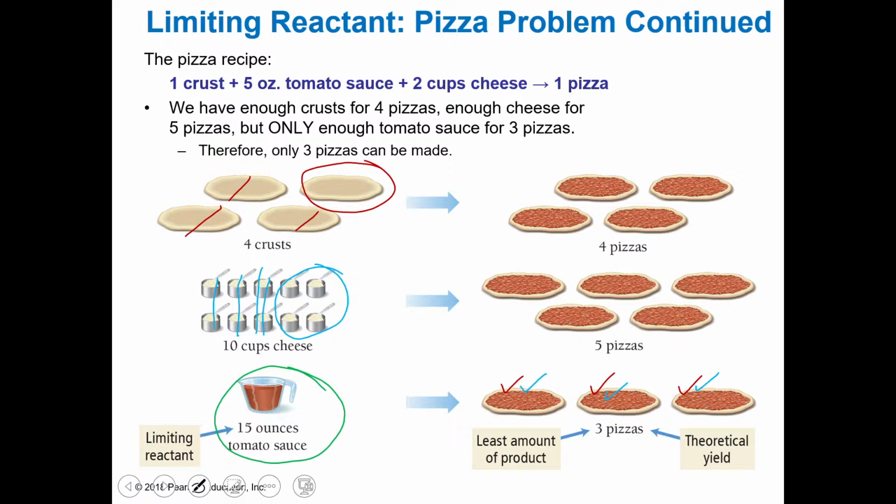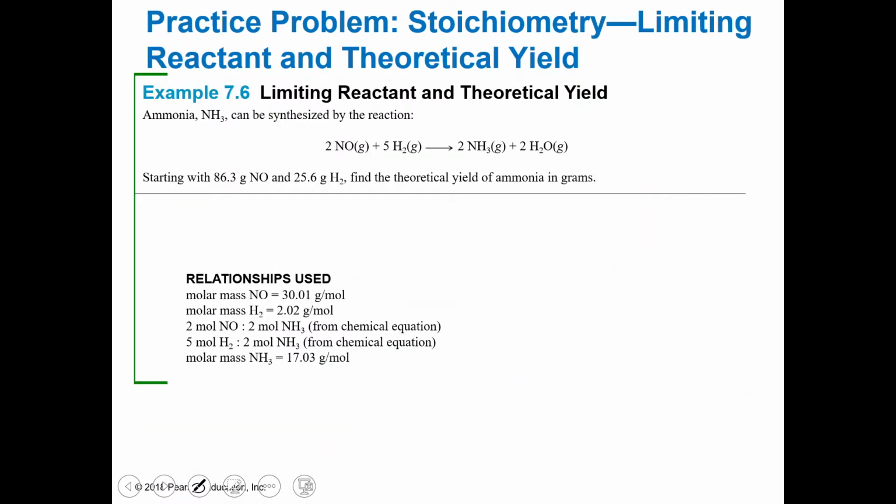So I can say to myself, how much did I use of each ingredient to get my final 3 pizzas, and therefore how much is left over? This is what we're going to be doing with reactants. We're going to be looking at each reactant and seeing how much we could possibly get as a product. And then we're going to determine which one limits us. The one that limits us is the one that gives us the least amount of product. So let's work through an example.